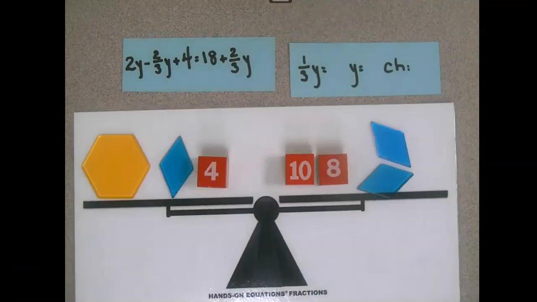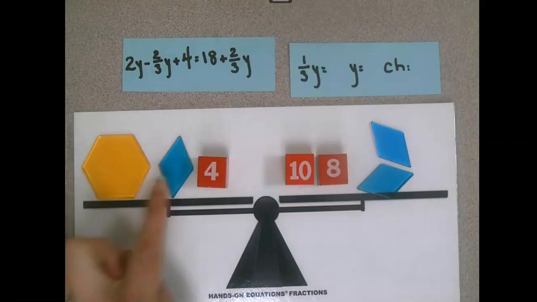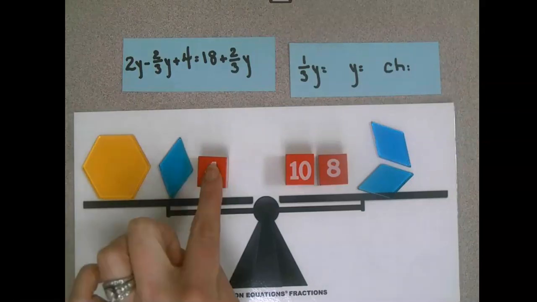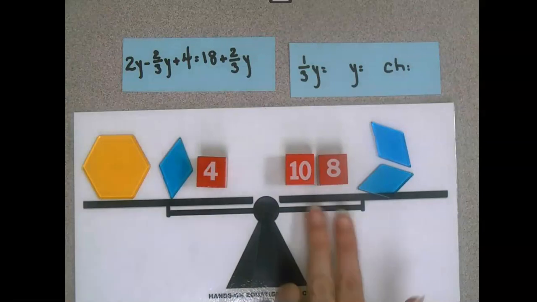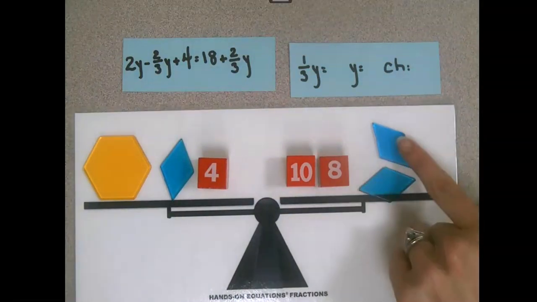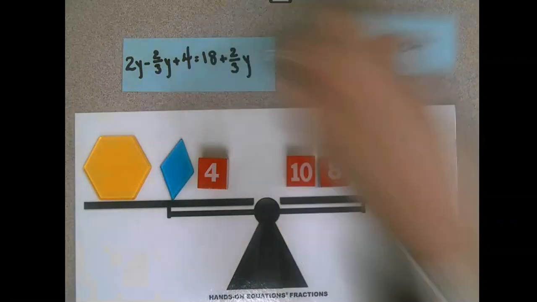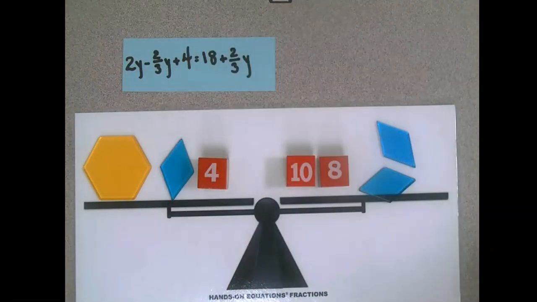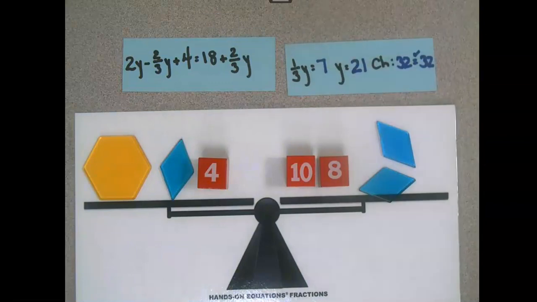So I have set up my original equation again in order to do my check. If my 1/3 is worth 7 and my yellow is worth 21, then I can do my check. So I have 21 plus 7 is 28, plus 4 gives me 32. On this side I have 18, plus 7 is 25, and plus another 7 is also 32. So my solution for this problem is 1/3 of y is equal to 7, y is equal to 21, and my check is 32 equals 32.